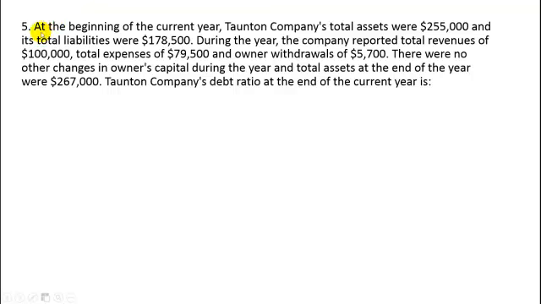Number 5, at the beginning of the current year, Taunton Company's total assets were $255,000 and its total liabilities were $178,500. During the year, the company reported total revenues of $100,000, total expenses of $79,500, and owner's withdrawals of $5,700. There were no other changes in the owner's capital during the year, and total assets at the end of the year were $267,000. Taunton Company's debt ratio at the end of the current year is what?